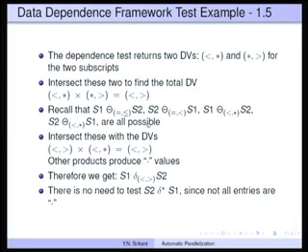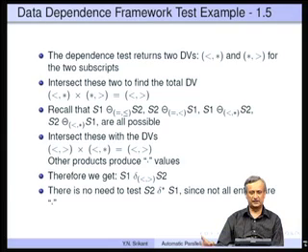So, this example shows that there are two subscripts, we need to reduce it to a single direction vector, check whether there is dependence, and finally, check whether the dependence is from S1 to S2 or S2 to S1.